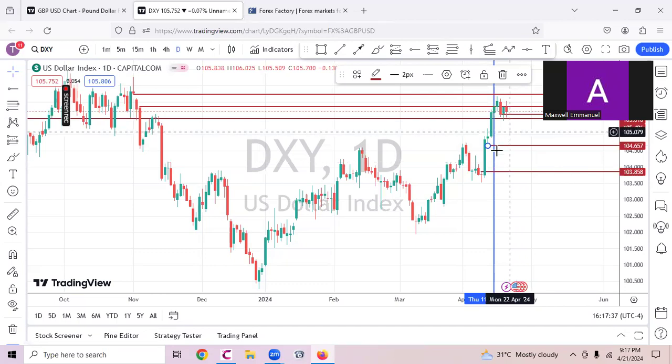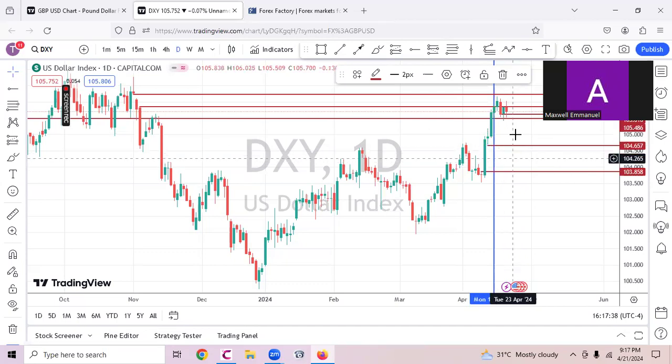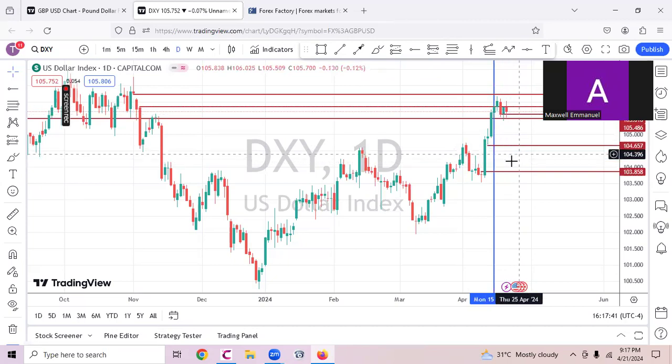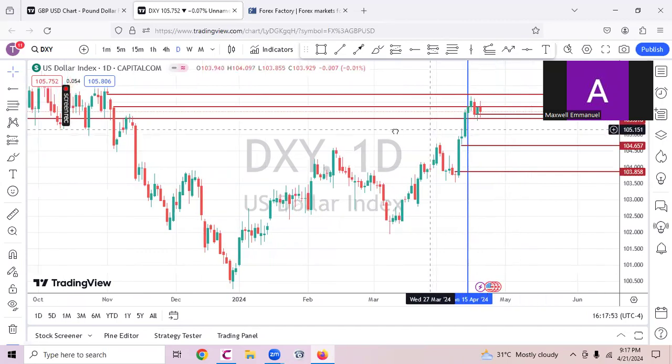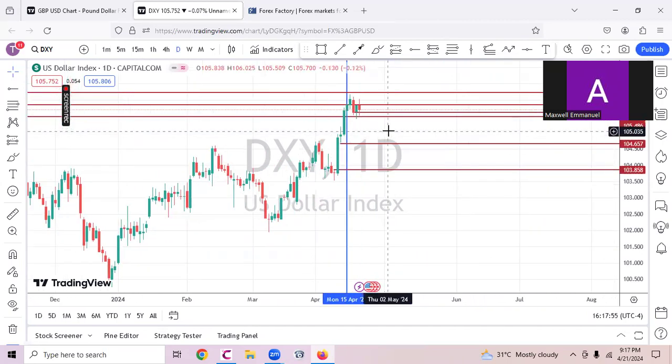So that is my take on the dollar. I want to see price pull back to this fair value gap. Okay, so at this zone, I would not consider buying DXY, going bullish on DXY. Okay, so that's my take on DXY. I expect DXY to be bearish this week.